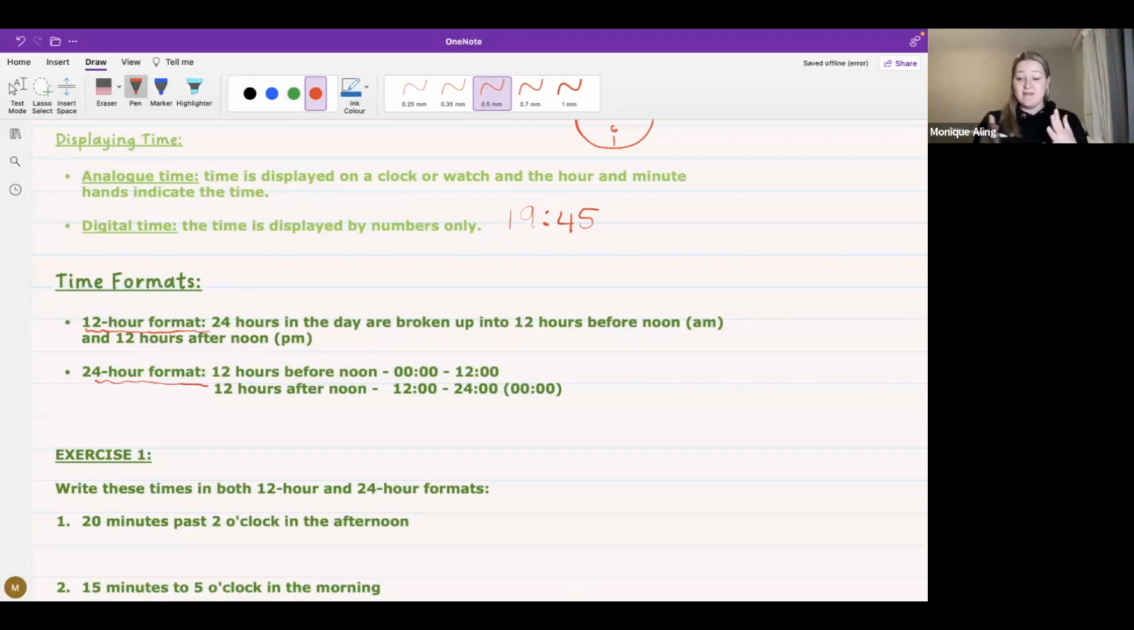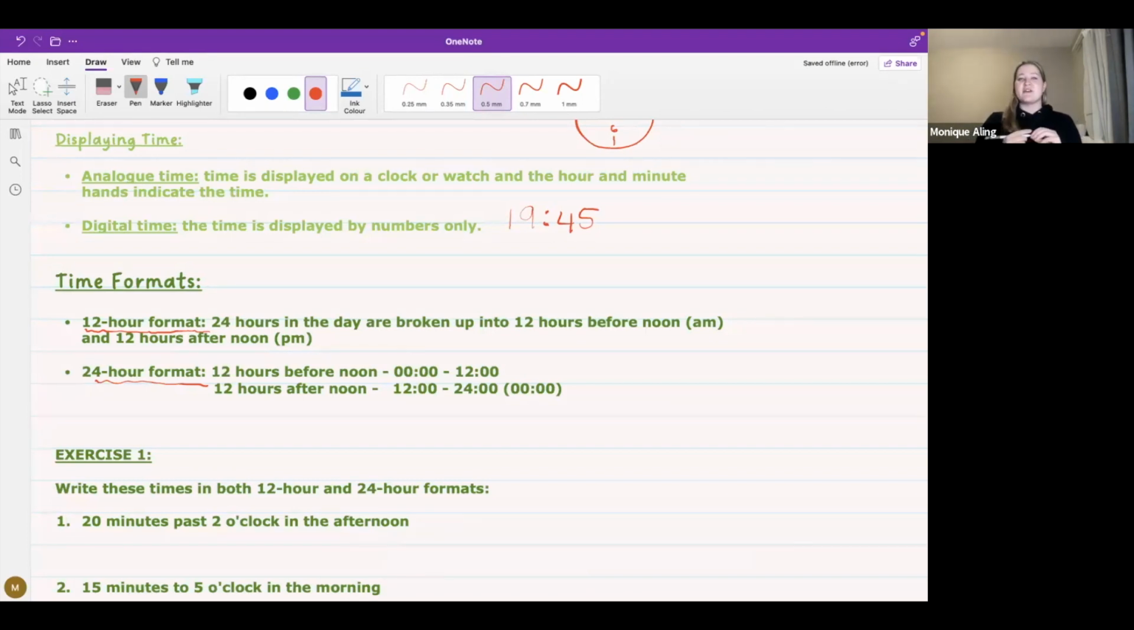So in a day, we have 24 hours. So with a 12-hour format, our 24 hours are broken up into our 12 hours before noon. So that's our morning time, our AM time. Because remember, 12 o'clock in the afternoon is midday. That is noon. So before noon, everything before 12 o'clock, 12 p.m. is morning, our AM time. And anything afternoon is PM.